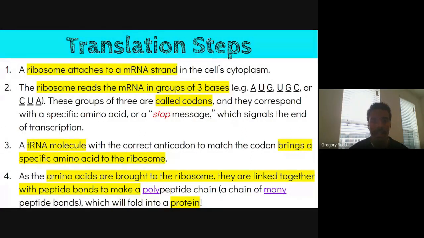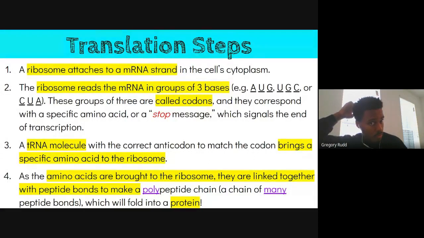So the first step of translation. If you remember from transcription, we end up transcribing an mRNA strand. That mRNA strand leaves the nucleus and goes out into the cell's cytoplasm. So the first step of translation is that the ribosome will attach to that strand. Once the ribosome attaches to that strand, it reads the strand, and it reads it in a special way.